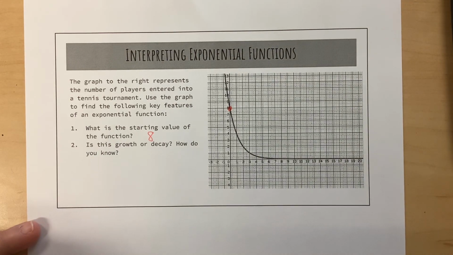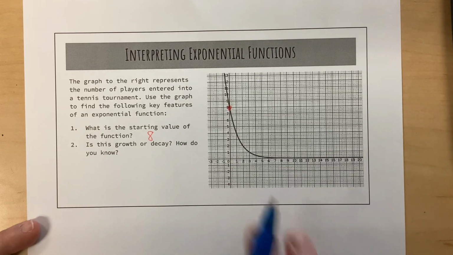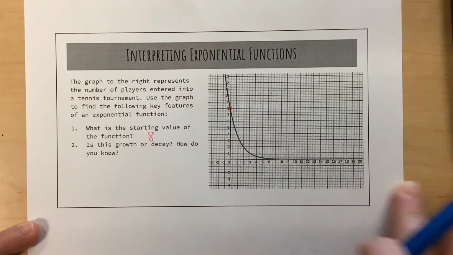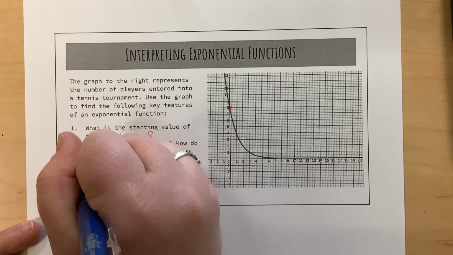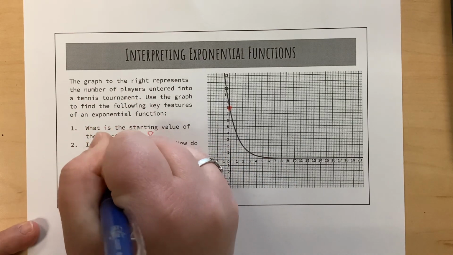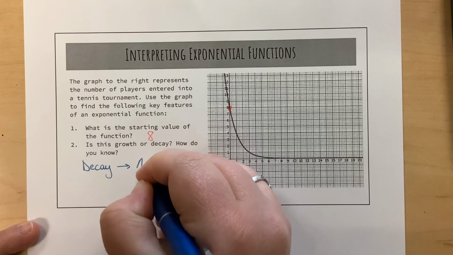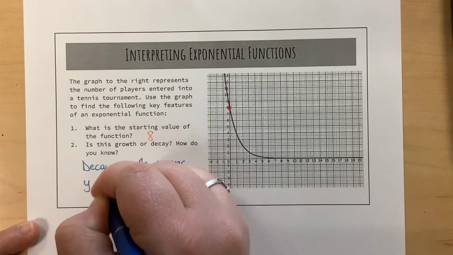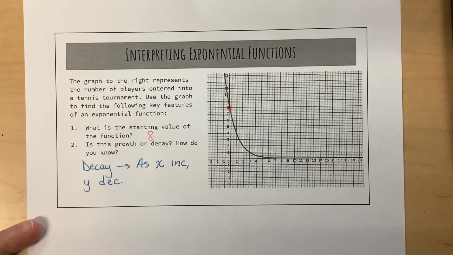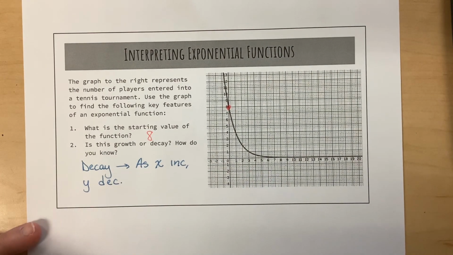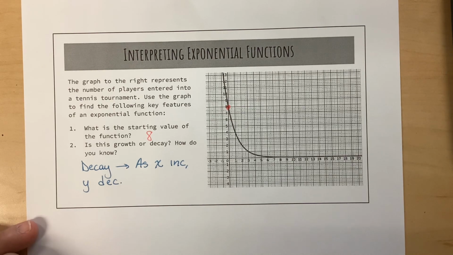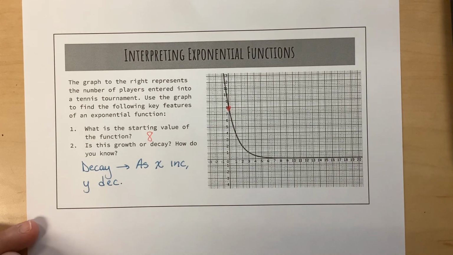And then is this growth or decay, and how do you know? Once again, as time goes on, or as the number of matches increase, the number of players remaining decreases. So this is decay. As x increases, y decreases, which makes sense. As the tournament goes on, there are less players remaining in the tournament because they ended up losing their match. But that's it. That's how you interpret exponential functions using their tables or their graphs.